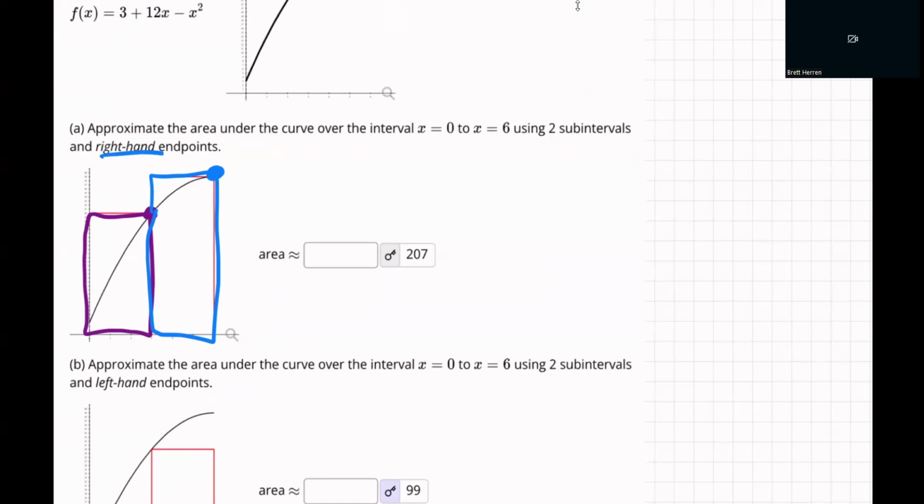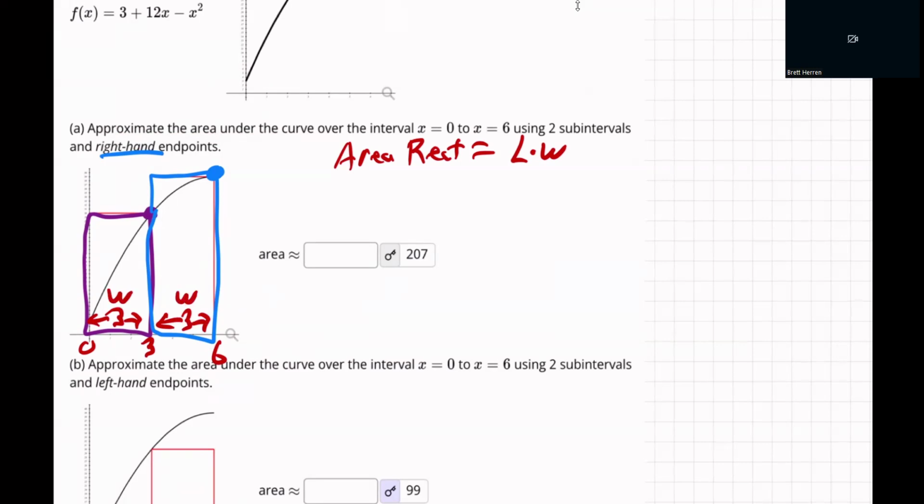Okay, so I want to figure out the total area. Well, what's the area of a rectangle? I'm sure you know, it's length times width. This goes from 0 to 3, so its width is 3. This one goes to 6, so its width is also 3. So that's the width. The width is 3.